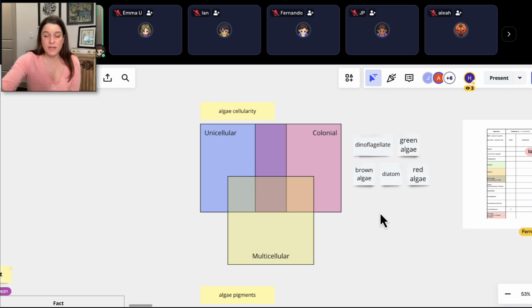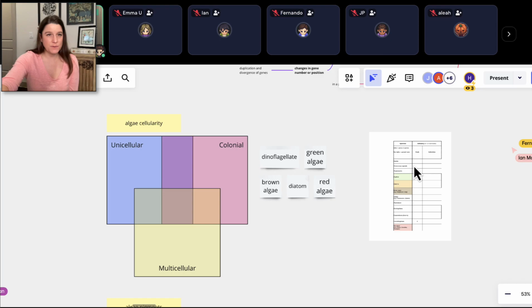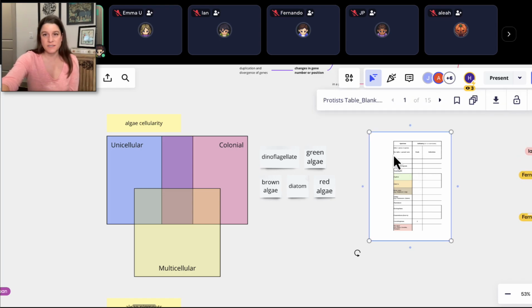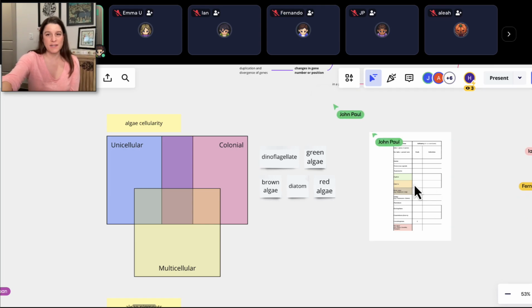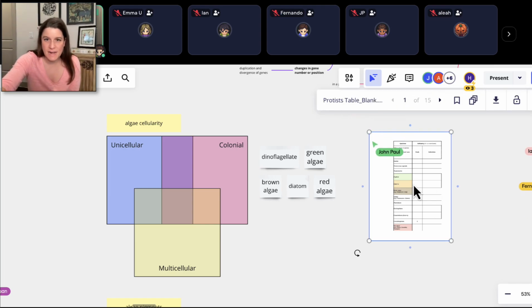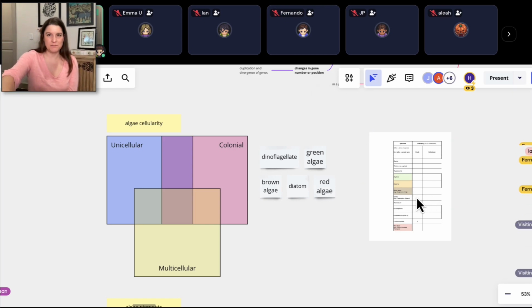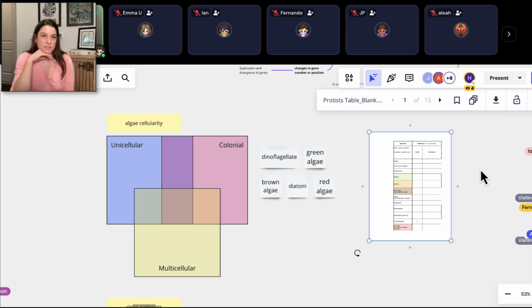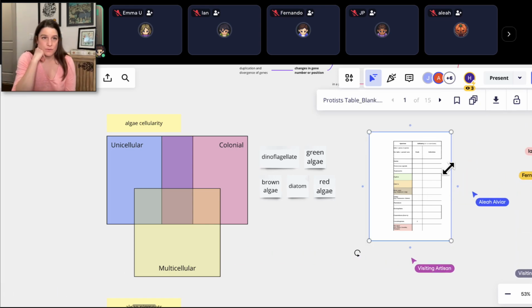I also did put on here that Excel file that you had, the protist organization thing. So if you wanted to download that again, if you don't have that, it's on everybody's boards, but that's what this little file is that's right next to the algae cellularity table. So it doesn't make much sense if you look at it in here. But if you wanted to download that, you have one in your board, you could do that too.